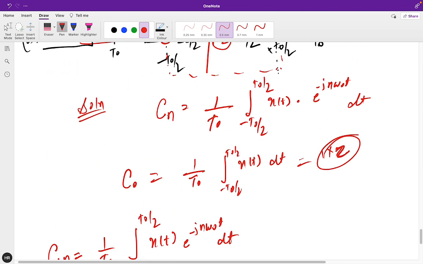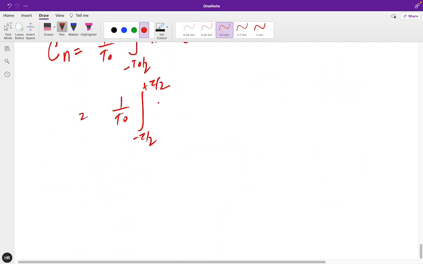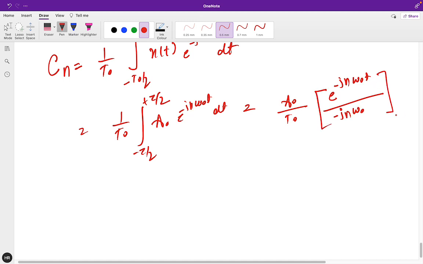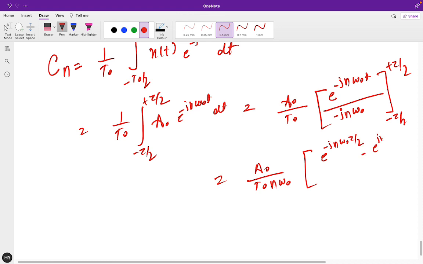And what is the signal I am getting? Suppose I have taken a, so this is the value a. Okay, a naught assumedly. And what are the other terms? E power minus j n omega naught t only, into dt. Integrate this. If you integrate this, a naught by t naught, e power minus j n omega naught t divided by minus j n omega naught will come downside. This value will be from minus tau by 2 to plus tau by 2. So a naught, t naught and omega naught t, okay, and e power minus j n omega naught tau by 2 minus e power j n omega naught tau by 2, minus minus becoming plus, that's why I have written like this.